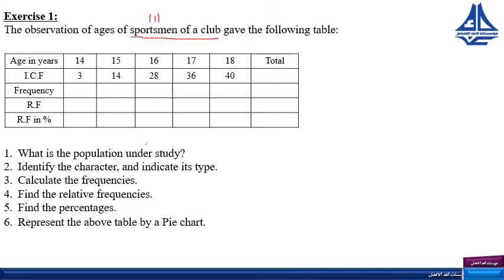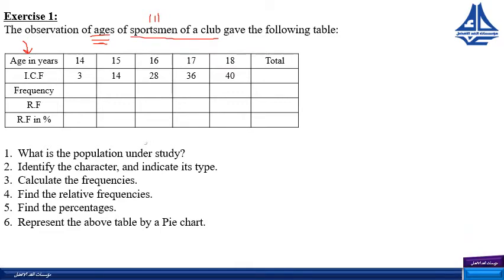In the second question, identify the character and indicate its type. The character: what is the variable between these sportsmen? The variable between them is the ages. Their ages are different. I want to give you a hint here. The first row in the table is about the character. Age in years is the character, which is 14, 15, 16, 17, and 18. This character is numbers, so it's a quantitative variable.